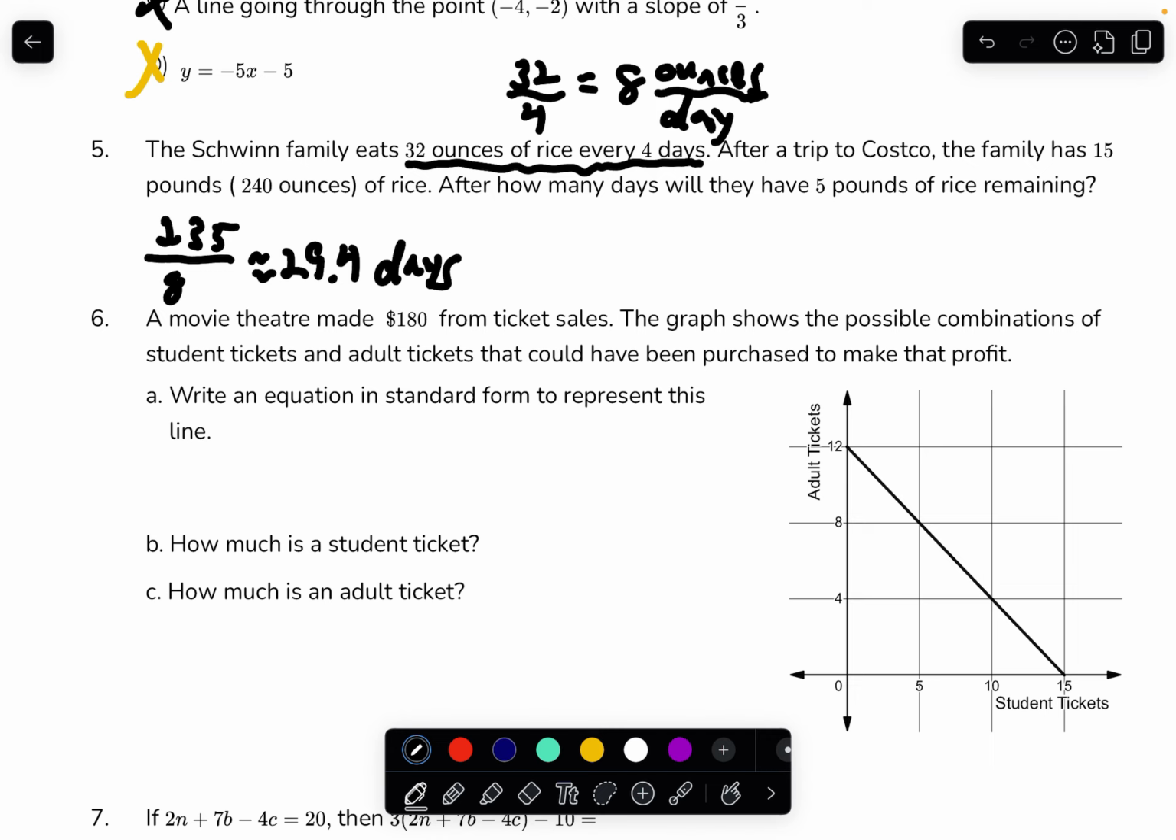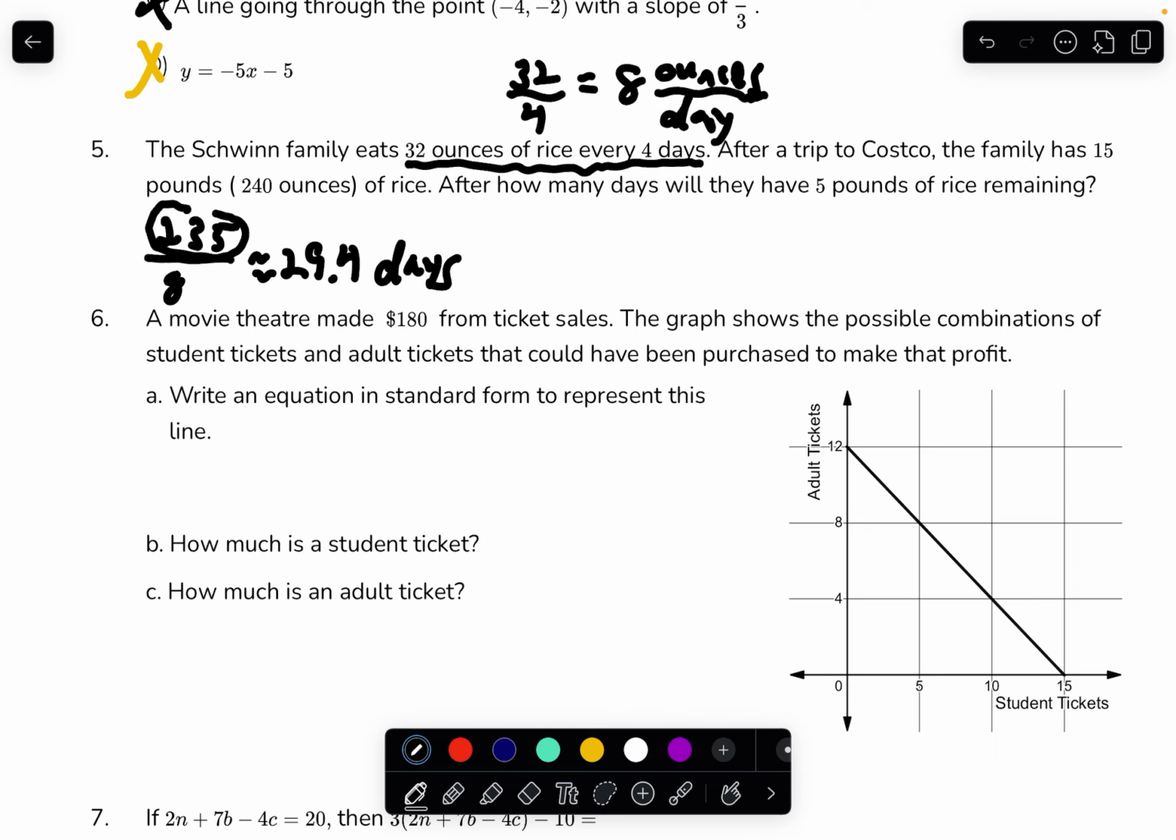So you would say after 30 days, because I would accept 29.4. I'm just going to say I'm going to accept that. But you notice this is the amount of rice consumed. I had to subtract out the 5 pounds.